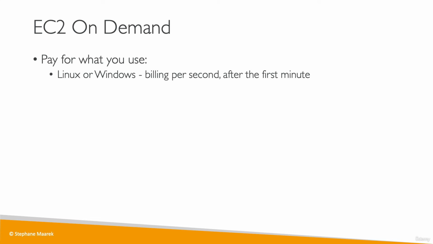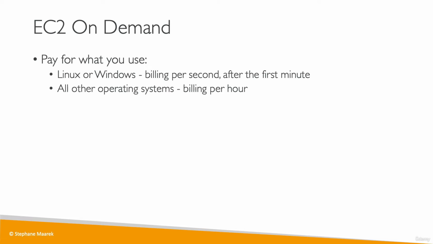So the first one is EC2 On Demand, where you pay for what you use. So if you have a Linux machine or a Windows machine, then you're going to be billed per second for each second the EC2 is running after the first minute. And for all other operating systems, then the billing is going to be per hour when your on-demand instance is running. So this is on-demand pricing, very, very typical of the cloud.